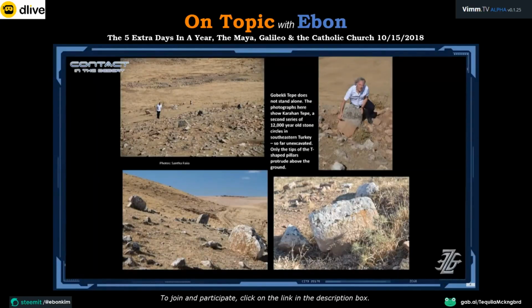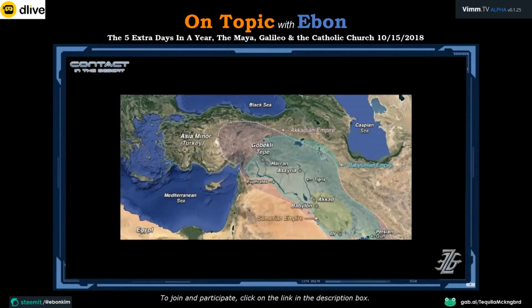Göbekli Tepe is just 50 miles away. There's another site called Karahan Tepe, where we can see the T-shaped pillars sticking out of the ground. They're actually in a farmer's backyard. They're completely ignored. Nobody's looking at them. How much more do the soils of Turkey have to teach us about our lost and forgotten past?